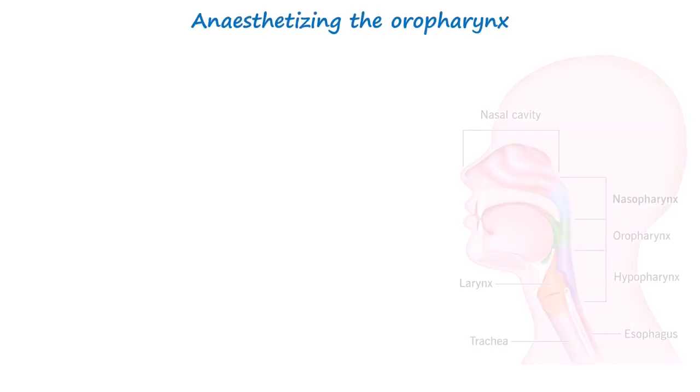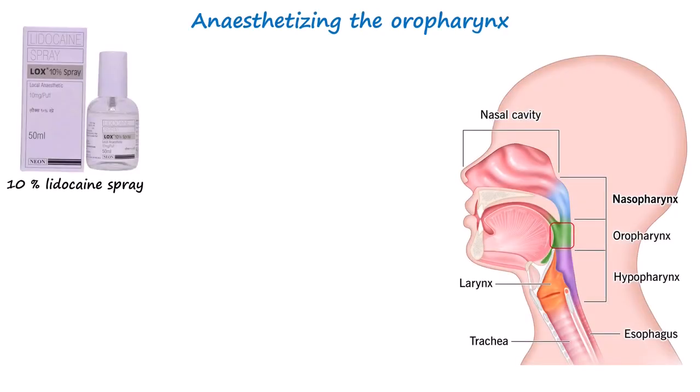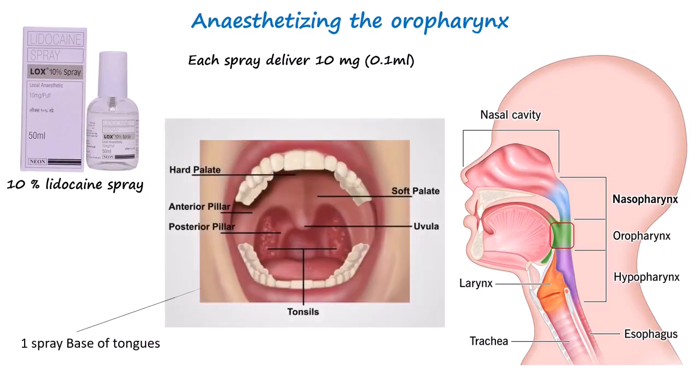For topicalizing oropharynx, we used 10% lidocaine spray. Each actuation delivers about 10 mg of lidocaine or roughly 0.1 ml. One spray is applied to the base of the tongue, then one spray goes into each tonsillar pillar. In total, this usually requires around 4 to 6 sprays. Doing this numbs the tongue, soft palate, oropharynx where the gag reflex is the strongest.